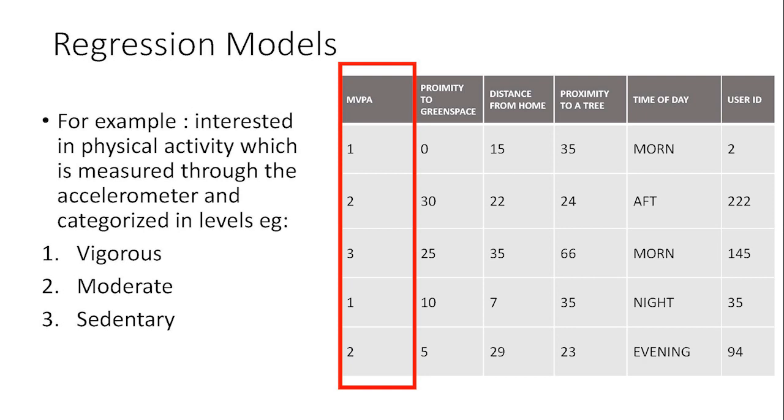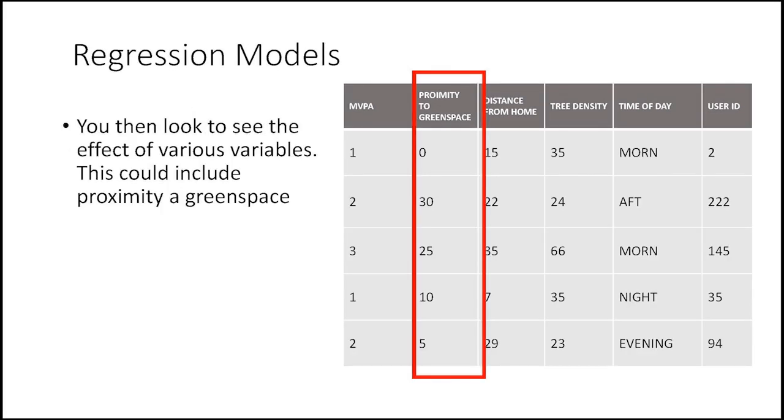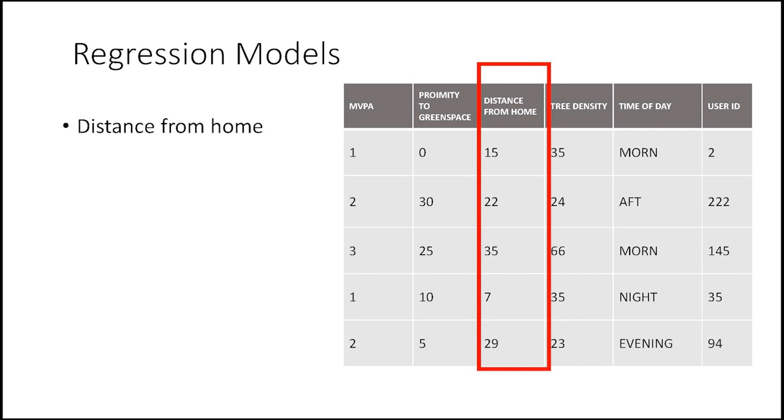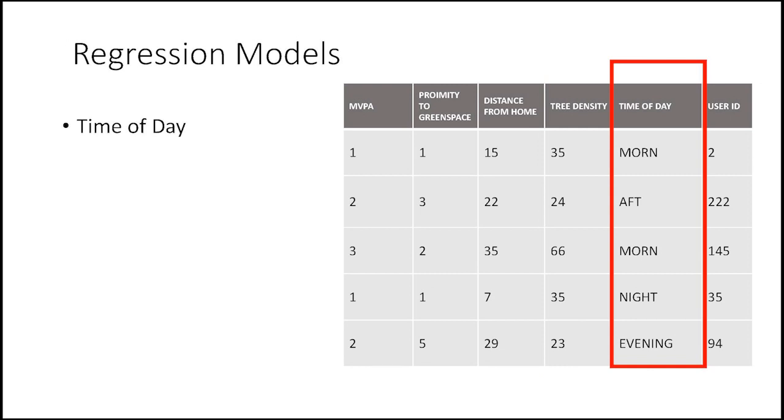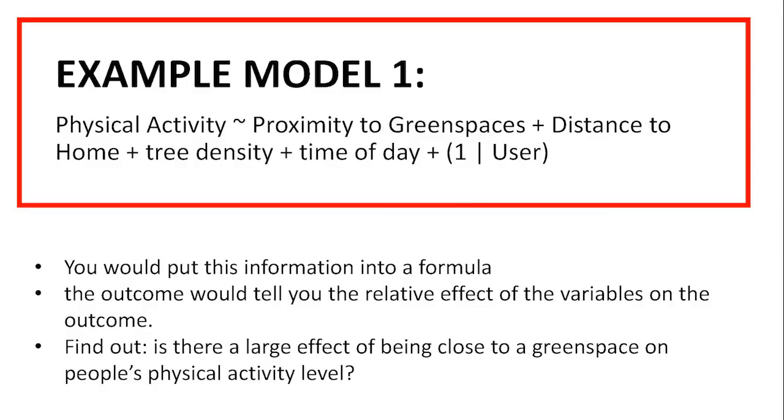children. So with each point you've collected, at the moment you collected it, you collected their physical activity, but you also collected how close they were to a green space, or let's say how far they are from home, or say the tree density of the green space. You could also have collected what time it was. These are all just examples, but you can put all of these into a model or a formula in order to see the effect of these variables on the outcome. So the type of thing you might be thinking about is, is there a large effect of being close to a green space on people's physical activity level?